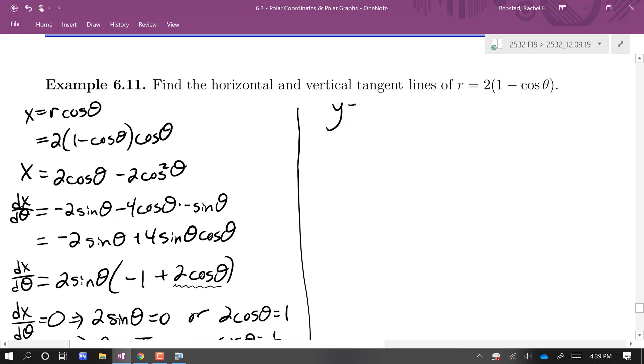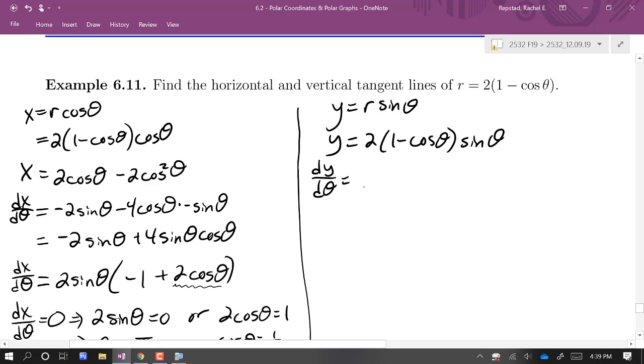All right, so y is r sine theta, and so that's 1 minus cosine theta, times sine theta. Now, I could distribute like I did before, but I don't think it'll really allow me to avoid the product rule very well. So I'm just going to jump in with derivatives.